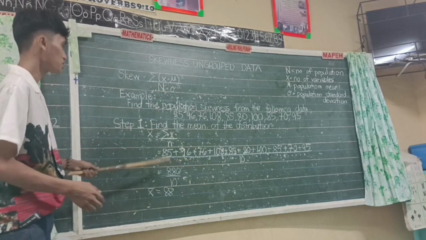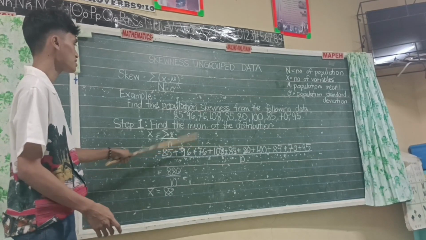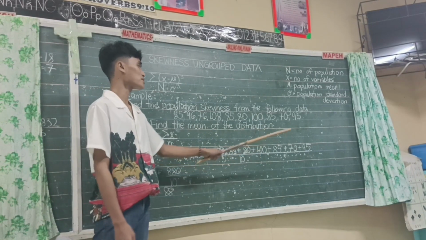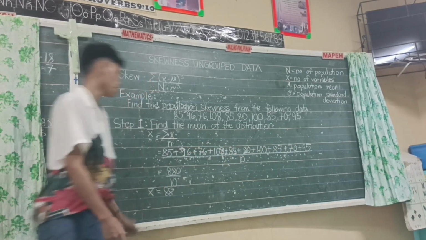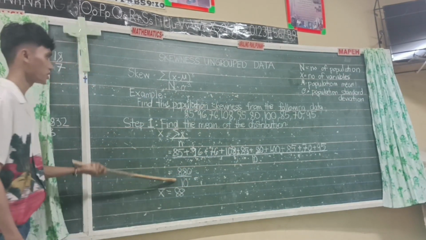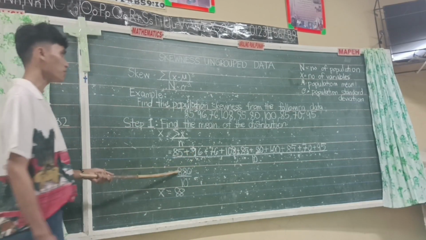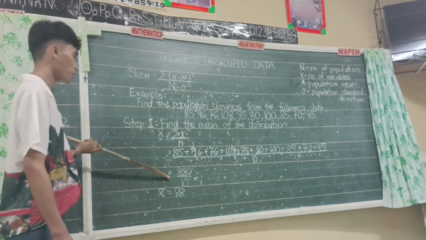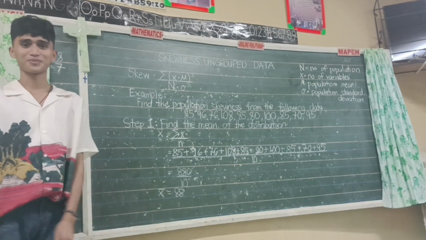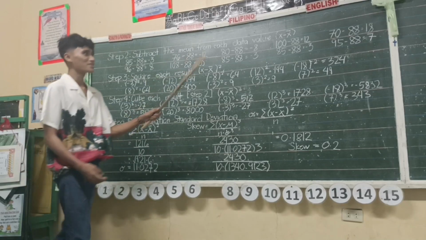So next, we need to add all the variables. So 85 plus 96 plus 76 plus 108 plus 85 plus 80 plus 100 plus 85 plus 70 plus 95 equals 880 over the number of population, which is 10. So we divide, and the result is the mean, which equals 88. So step 2, we need to subtract the mean from each data value.